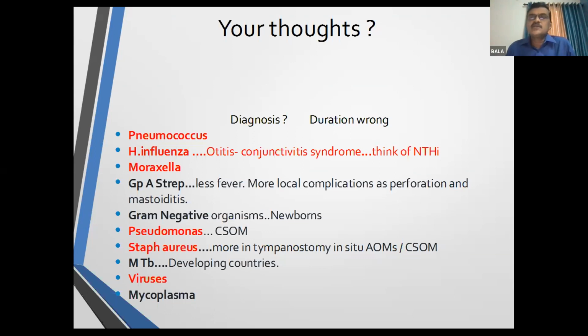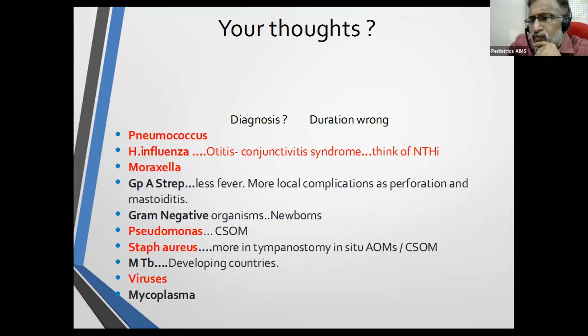So with this immunization in mind, the practitioner has diagnosed acute otitis media. It's not wrong, but still, when a child comes with incessant cry, it may not always be acute otitis media unless you do the otoscopy. The organisms commonly seen with acute otitis media are pneumococcus, H. influenzae, and Moraxella. But other organisms like group A streptococcus and gram-negative organisms can also cause otitis media, especially in newborns in ICU settings. In CSOM, Pseudomonas and Staph aureus are more common. In developing countries, we get Mycobacterium tuberculosis. And of course, viruses and mycoplasma.